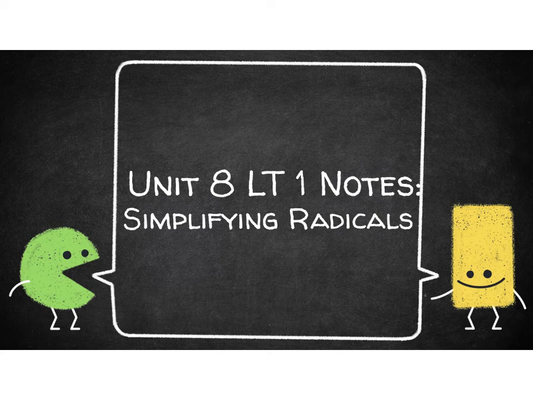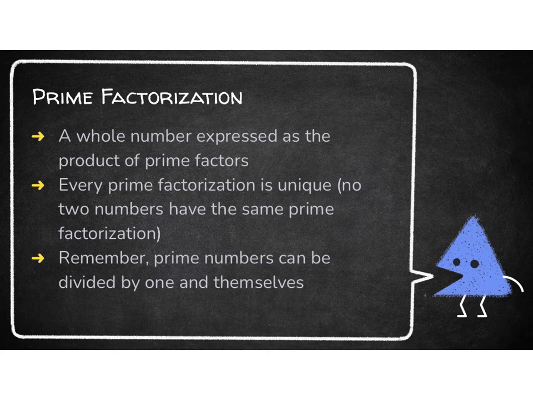Today we are going to talk about simplifying radical expressions. So Unit 8 is all on radical expressions. And we're going to talk about what makes something a radical expression, but first we're going to kick it off with prime factorization. Prime factorization is when you take a whole number and break it apart into a product of its prime factors. You're going to break this number down all the way until it's just written as a product of prime factors.